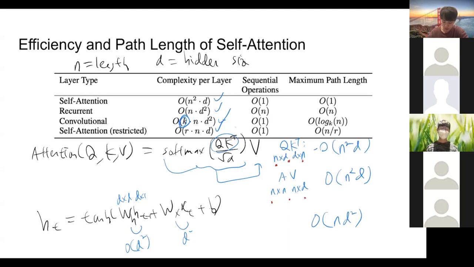So one thing to note is that in self-attention, this entire operation can be computed with just a few matrix multiplications that do not depend on the length of the input. So that's what it means that the sequential operation is O(1). And that means usually that you can leverage the GPU, which is very good at parallel computing, so it can be computed really fast. Compared to an RNN, for instance, where we actually require the previous time step's output to compute the next time step.